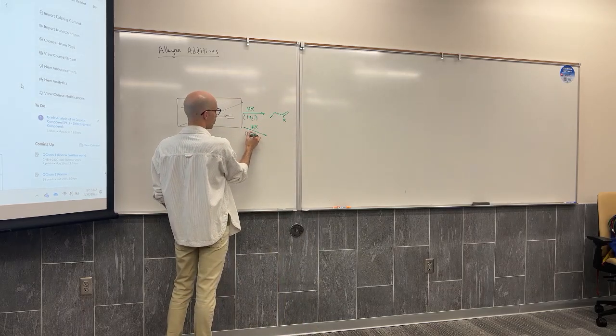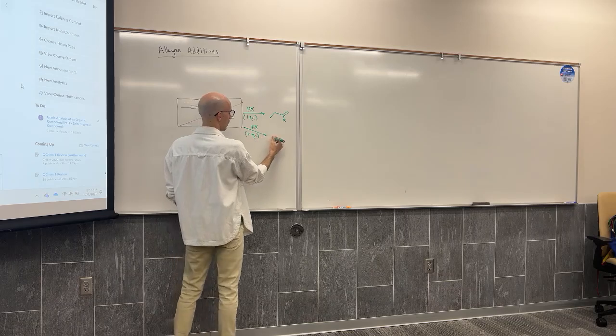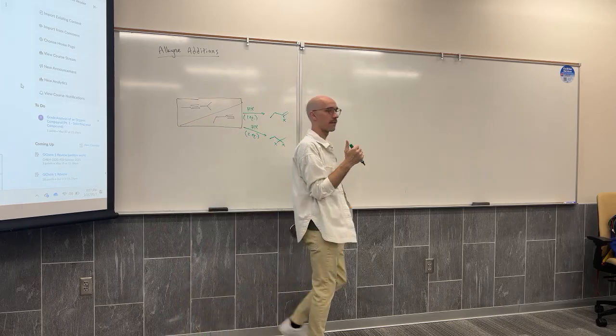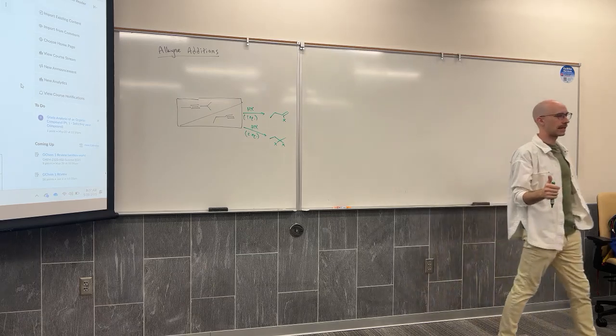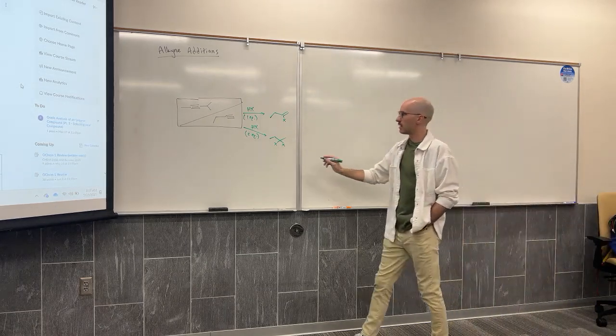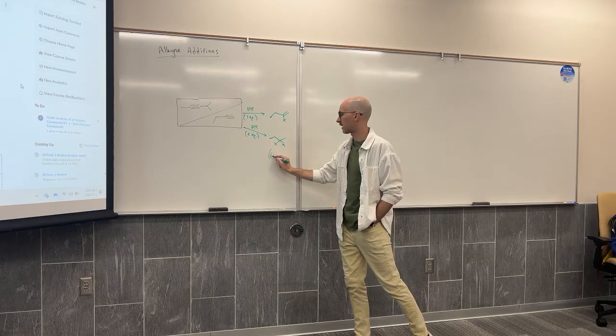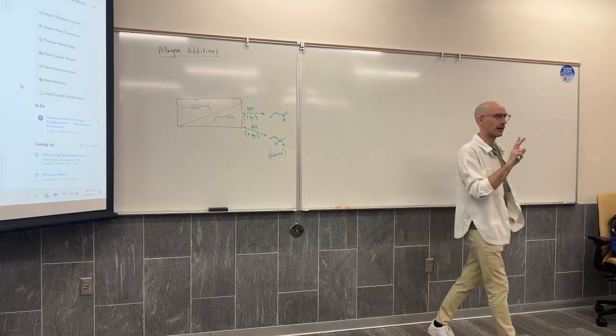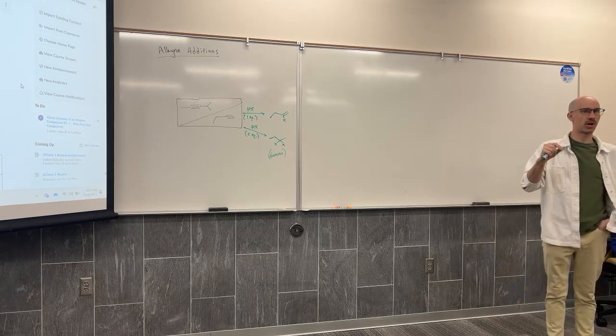When we add HX in 2 equivalences, we always generate a geminal dihalide. The reason that we call this a geminal dihalide is because of its 2 halogens being connected to the same carbon.